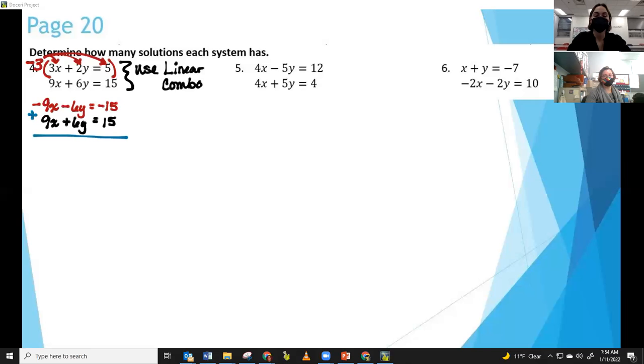What is negative 9x plus 9x? They cancel. I get 0 x's here, but then I also get 0 y's. So that's the same as 0 plus 0. That's just a 0. What happens on the other side of the equal sign?